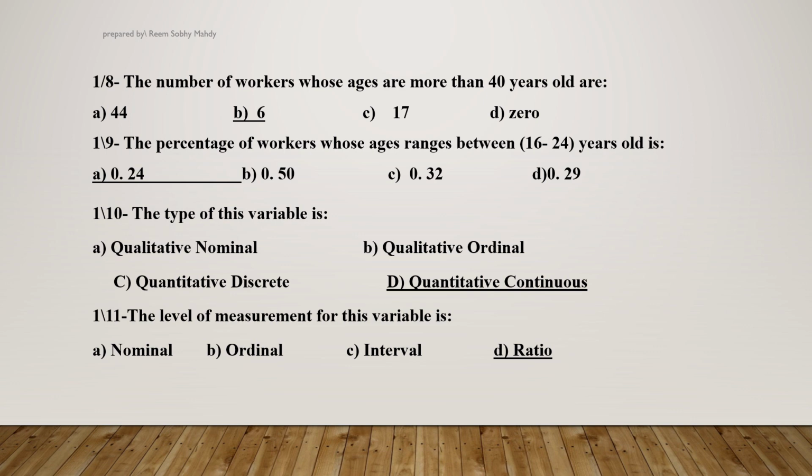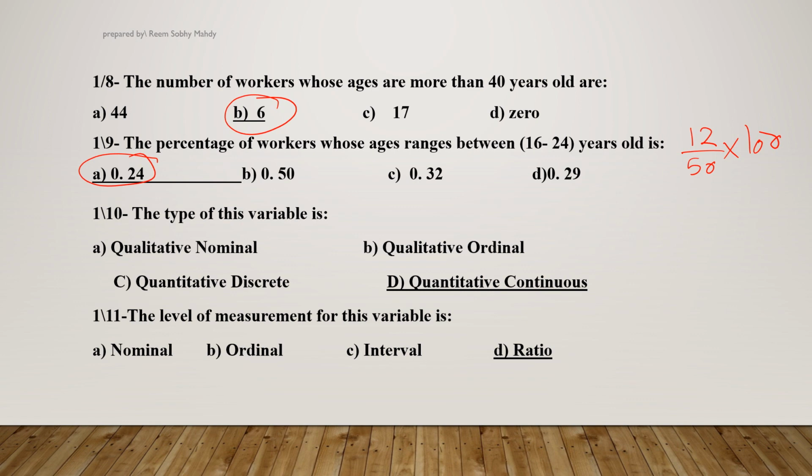Question 8. The number of workers whose ages are more than 40 years old is the frequency for the last class, which equals 6. The percentage of workers whose ages range between 16 and 24, which is the second class, and the frequency of the second class equals 12. So the percentage of this class equals 12 over 50 times 100, and the correct answer is A.